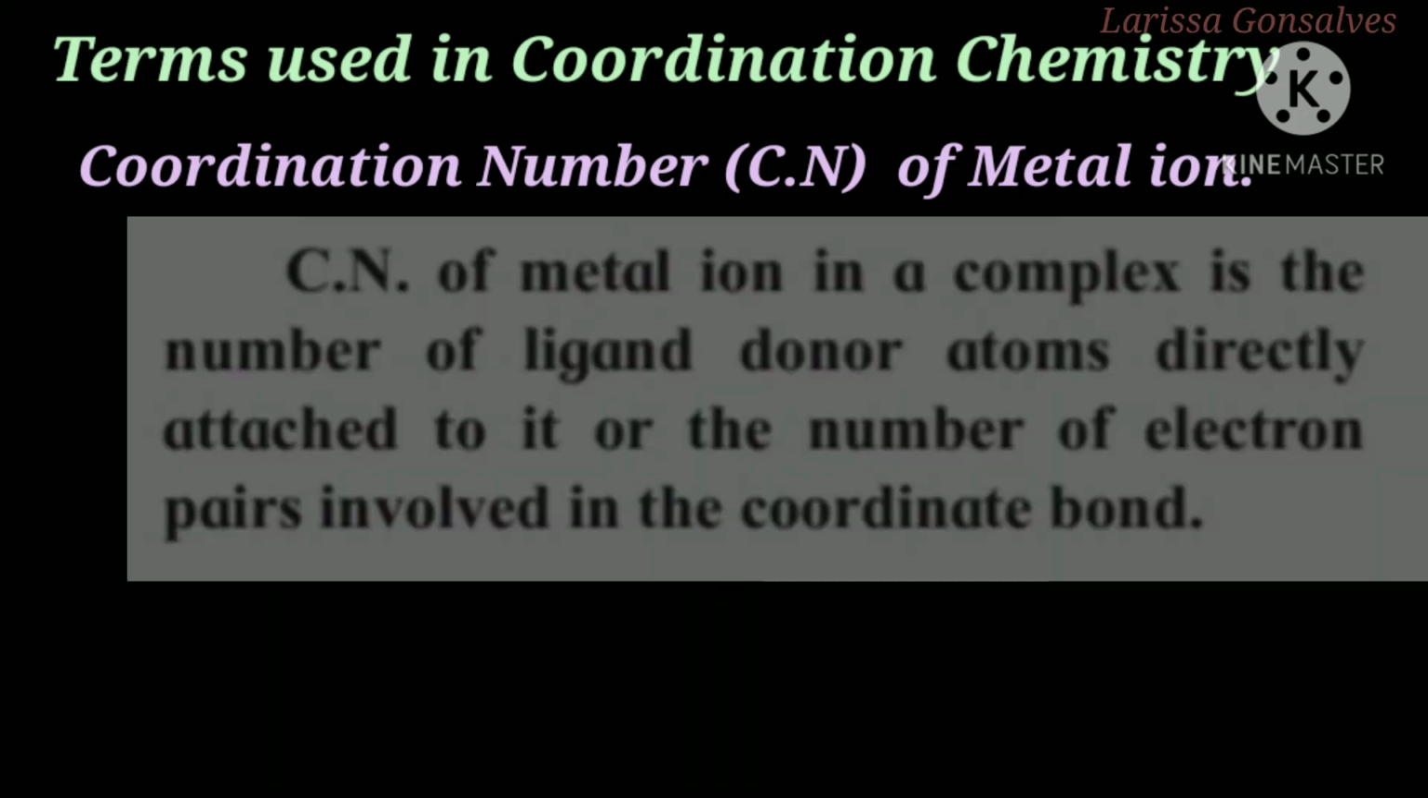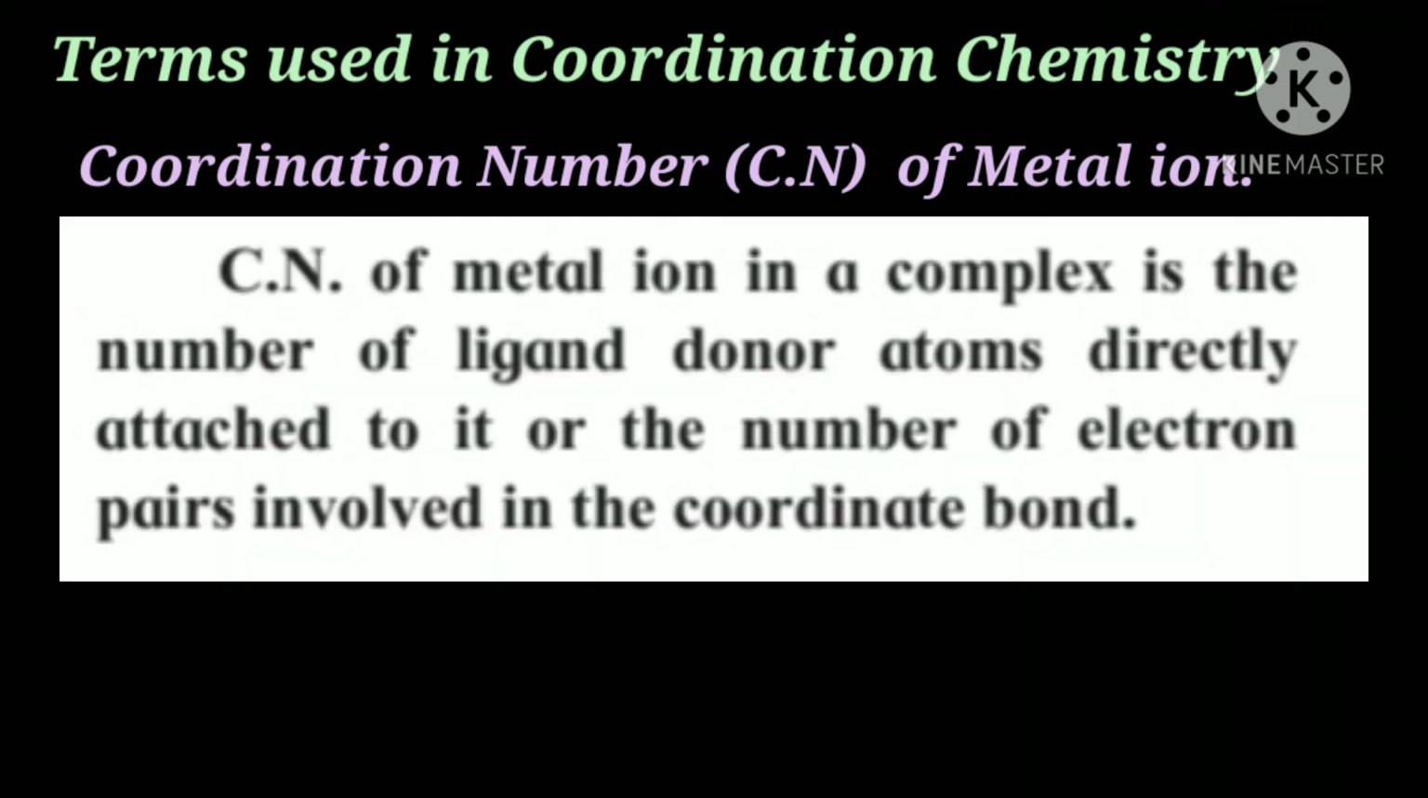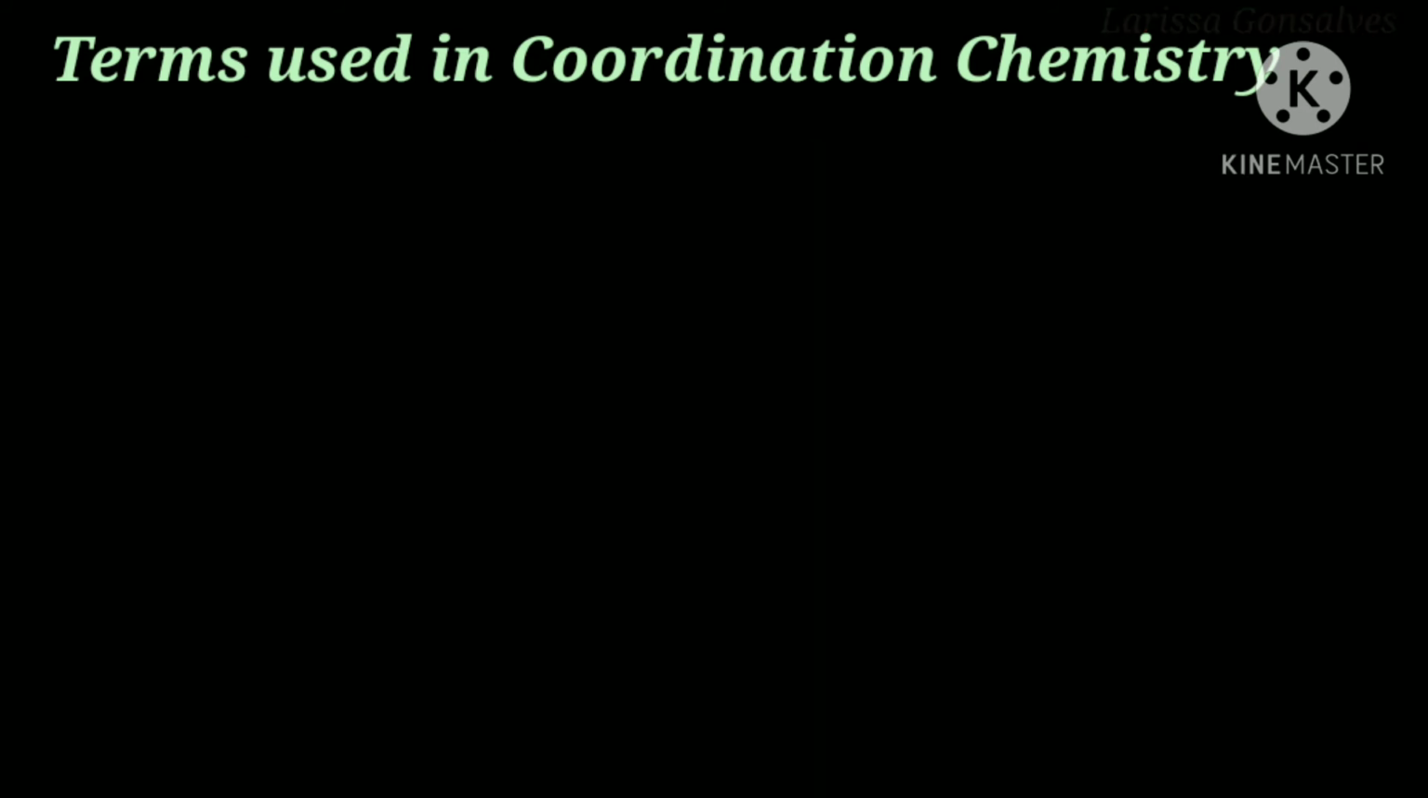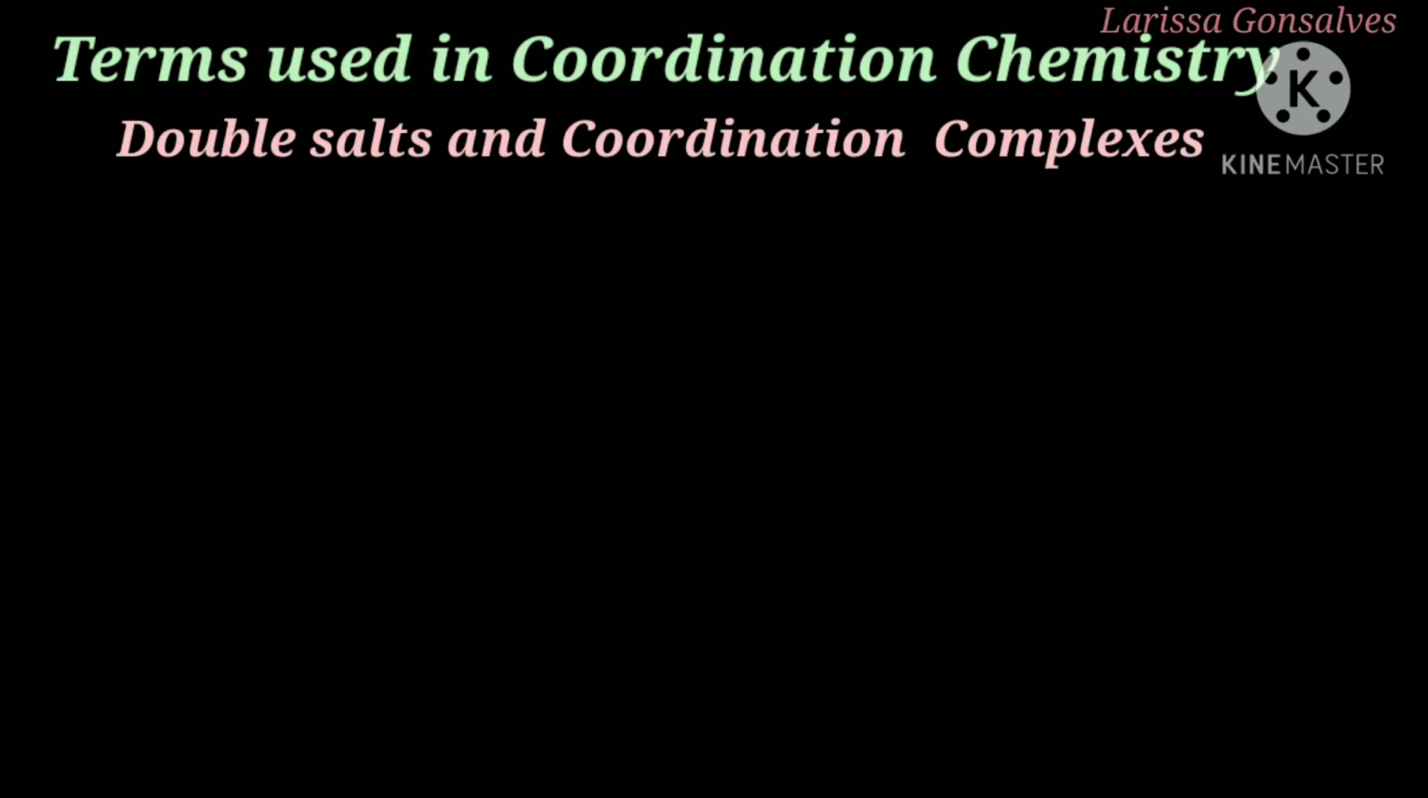So how would you define coordination number? The coordination number of a metal ion is the number of ligand donor atoms directly attached to it, or the number of electron pairs involved in the coordinate bond. The next terms used in coordination compounds are double salts and coordination complexes.